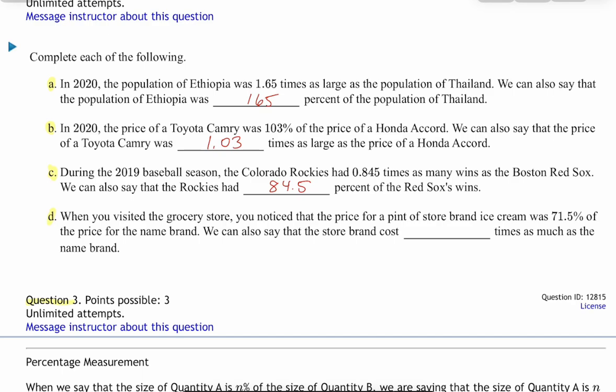And then D said, you visit a grocery store and you bought ice cream that was 71.5% of the price of the name brand. What can we say about the store brand cost, it is how many times as much? So just change that, when it says times, to its decimal. What would you multiply times? So it'd be 0.715.